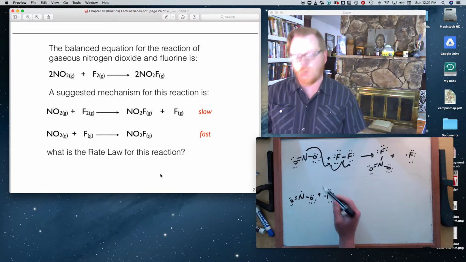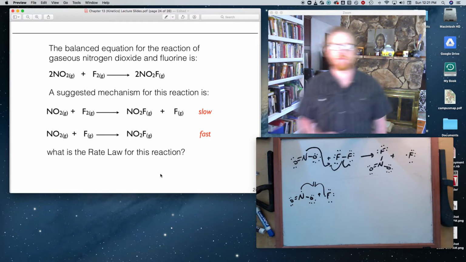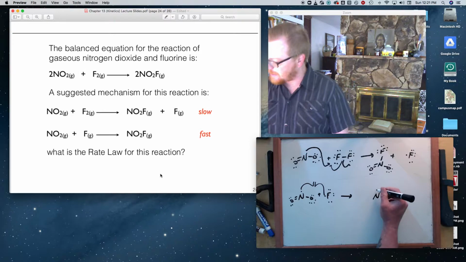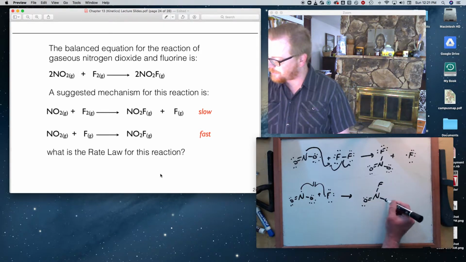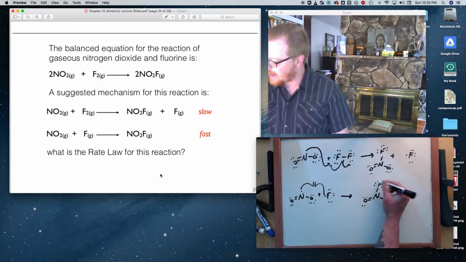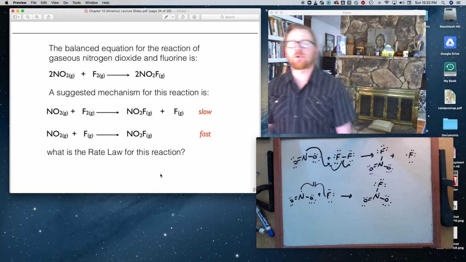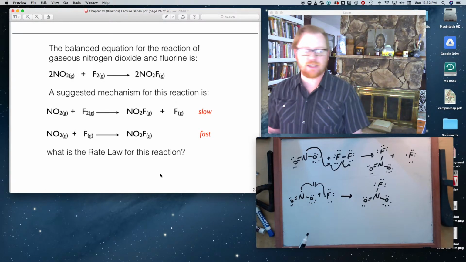I've got one unpaired electron and another unpaired electron, and they combine to form a new chemical bond, and that's going to make a second NO2F. And now I've got both of these steps chalked up with their Lewis structures and the arrow pushing. That's what we call this, pushing electrons around.